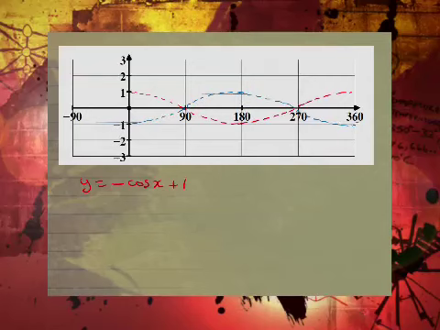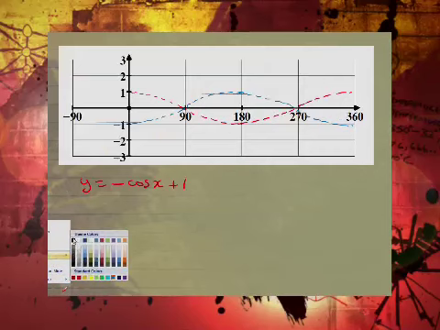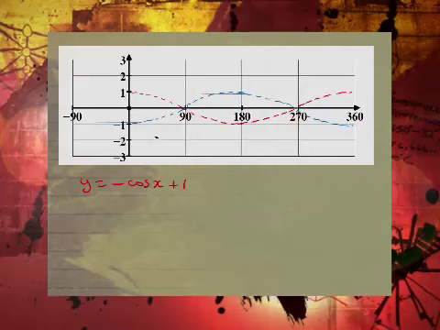Look at that. And then if we finish this, all we've got to do is add 1 to this. So we lift it up. This one lifts up 1, this one lifts up 1, lifts up 1, lifts up 1, and you have this graph here. Look at that. There's the graph that you want. Lovely little one. And that's the graph of minus cos x plus 1.